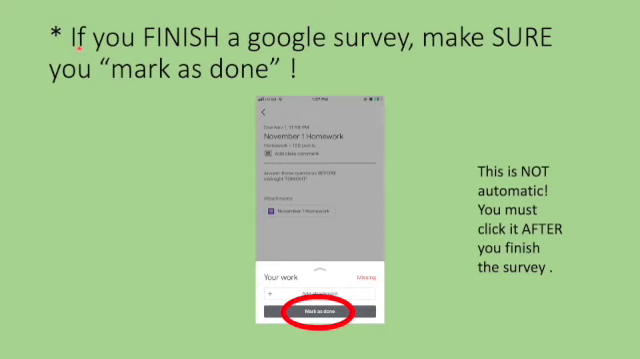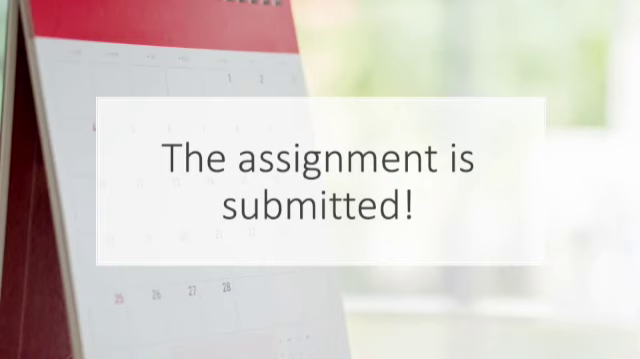Another important thing to note: if you finish a Google survey, so if your teacher has given you a Google survey or quiz to do, make sure you mark as done. If you finish a Google survey but do not mark as done, it will still be seen as missing. As you can see here, this person was missing their grade and did not receive one because they forgot to mark as done. So this is not automatic. You must click it after you finish the survey. So now your assignment is submitted.